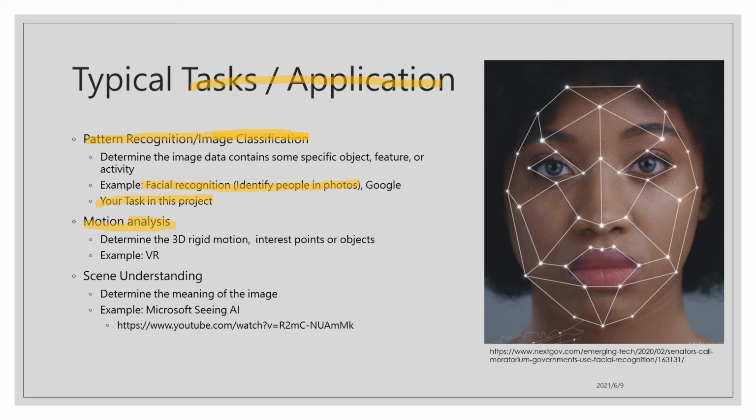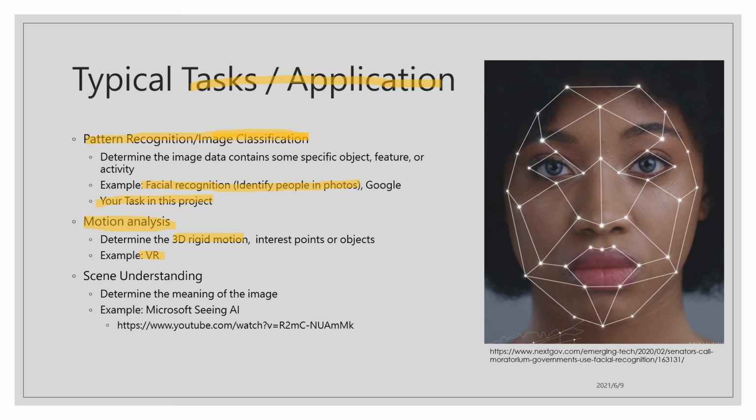Besides pattern recognition or image classification, we can also use computer vision for motion analysis. You can analyze 3D motion, so you can analyze the movement of your body. You can also analyze some interesting points. So Kinect is one of the interesting applications, and all different kinds of VR applications will also apply in this area.